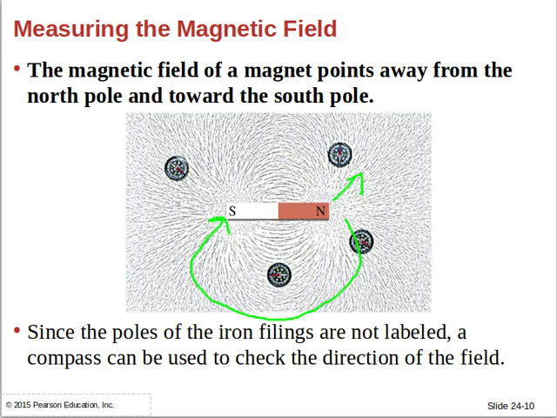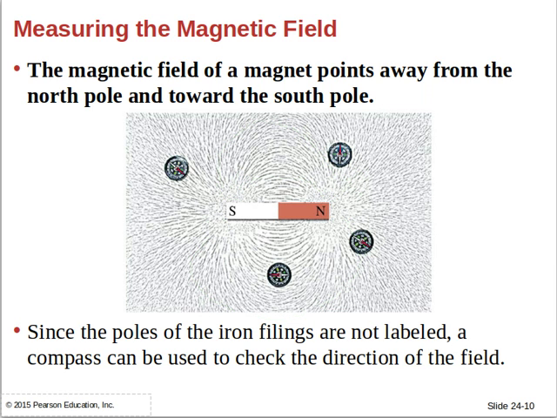Or you could equally say they emerge from the South Pole and go around to the North Pole. The way the magnetic field is defined is it goes from the North to the South Pole, as we've drawn here. So all of these field lines represent the direction of the field as it's experienced by the iron filings in the vicinity of this bar magnet.